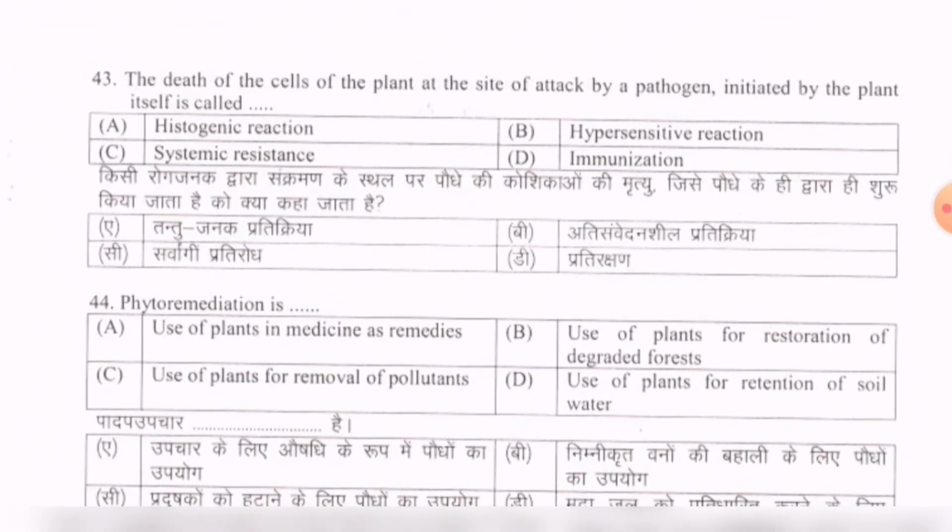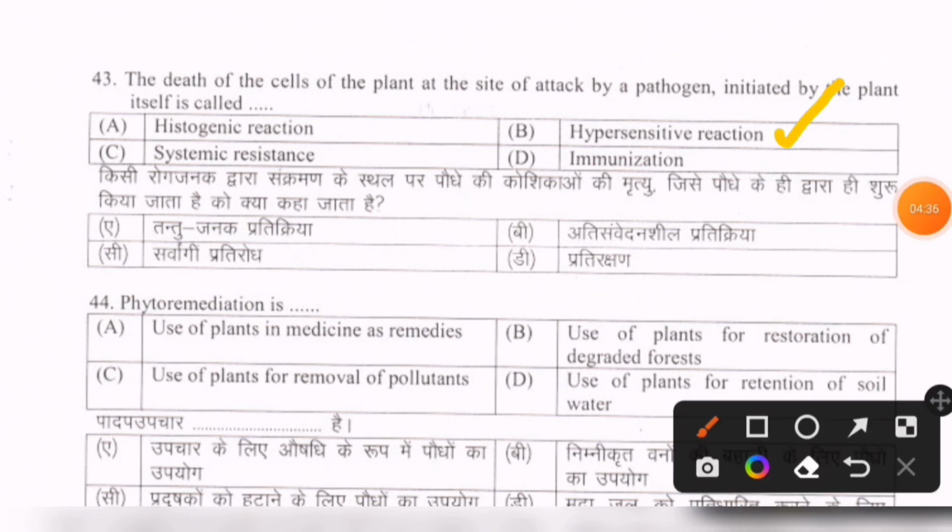The death of the cells of the plant at the site of attack by a pathogen, initiated by the plant itself, is called. Options are histogenic reaction, hypersensitive reaction, systemic resistance, immunization. The correct option is hypersensitive reaction. Next question.